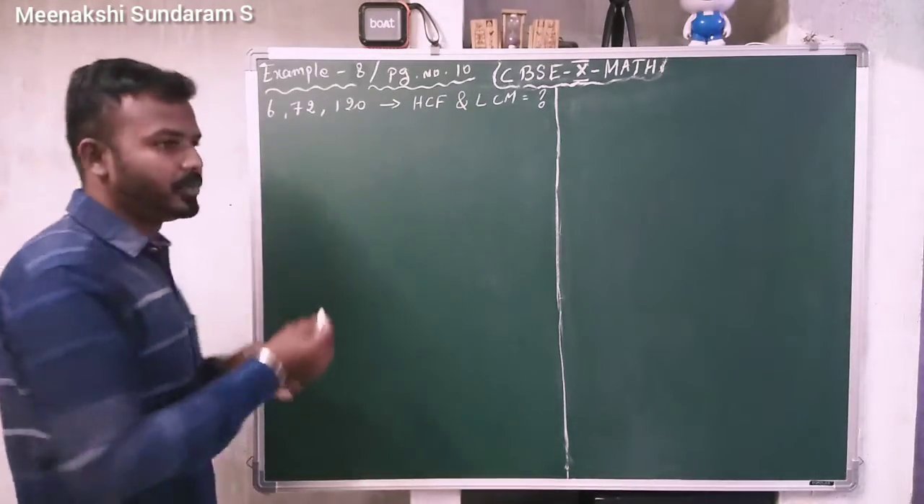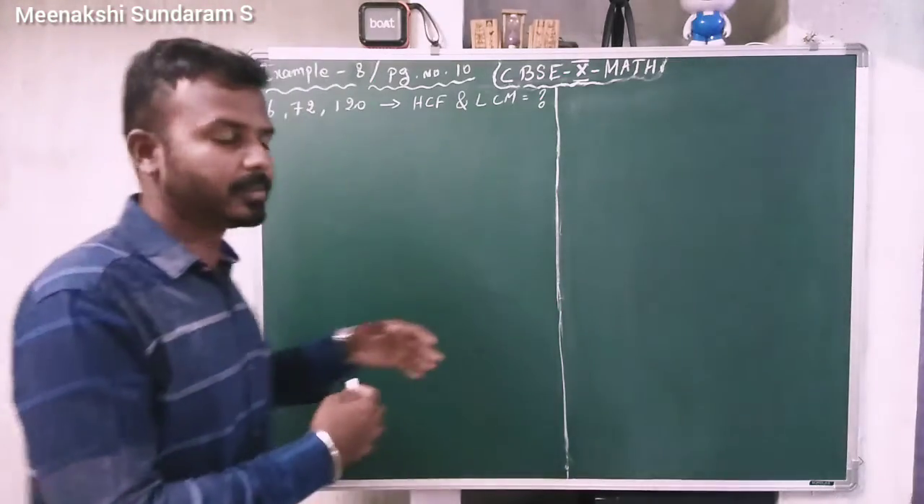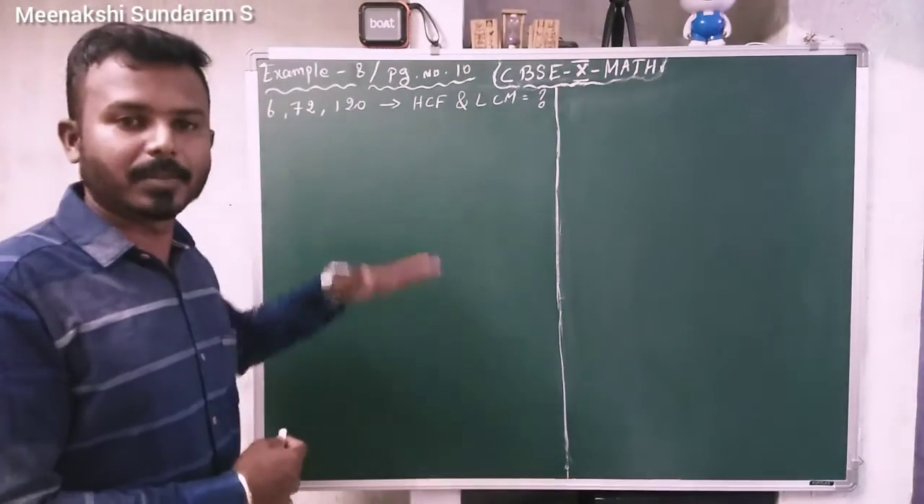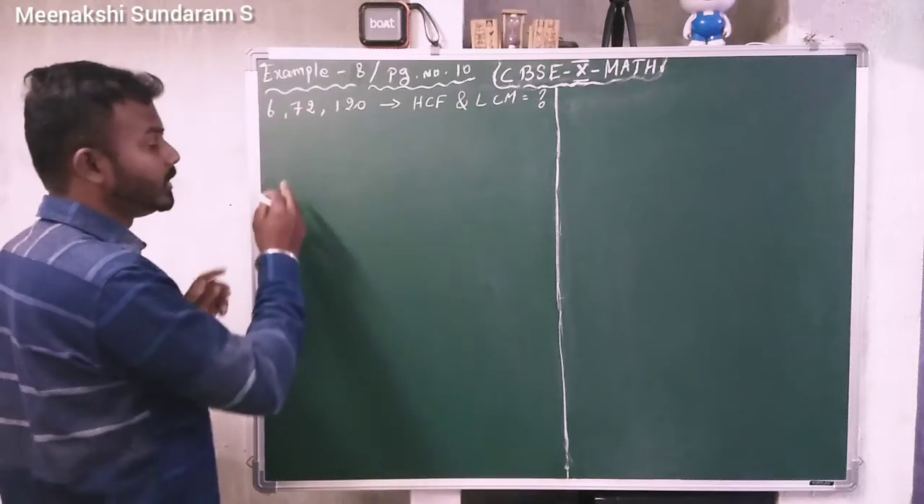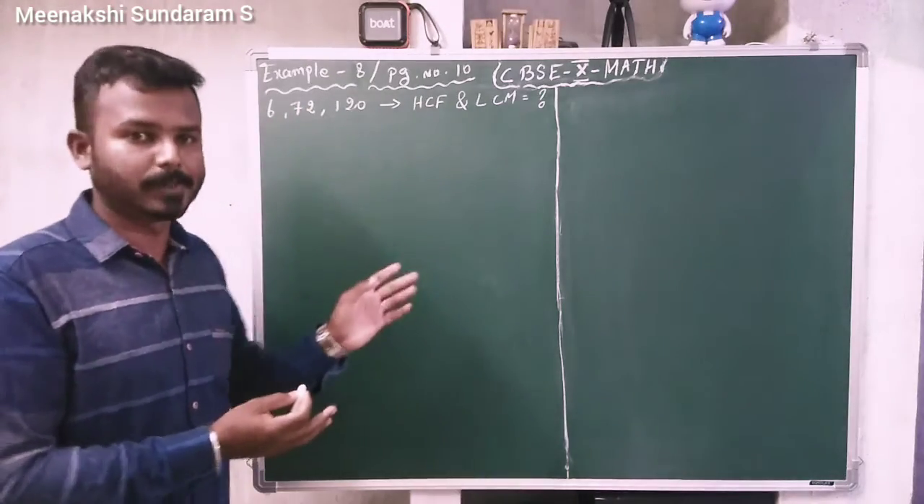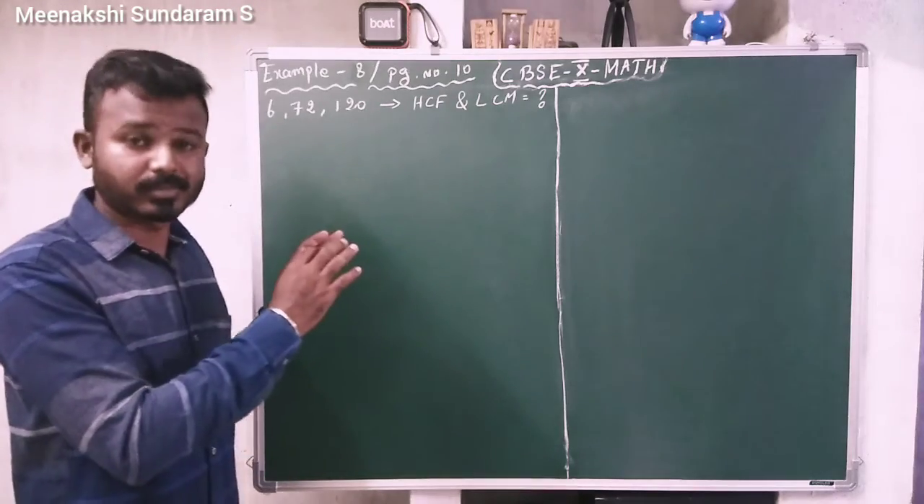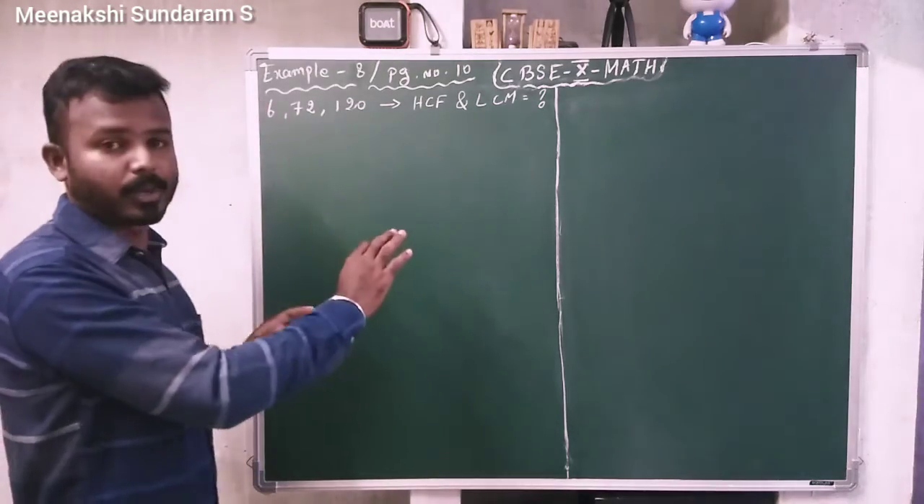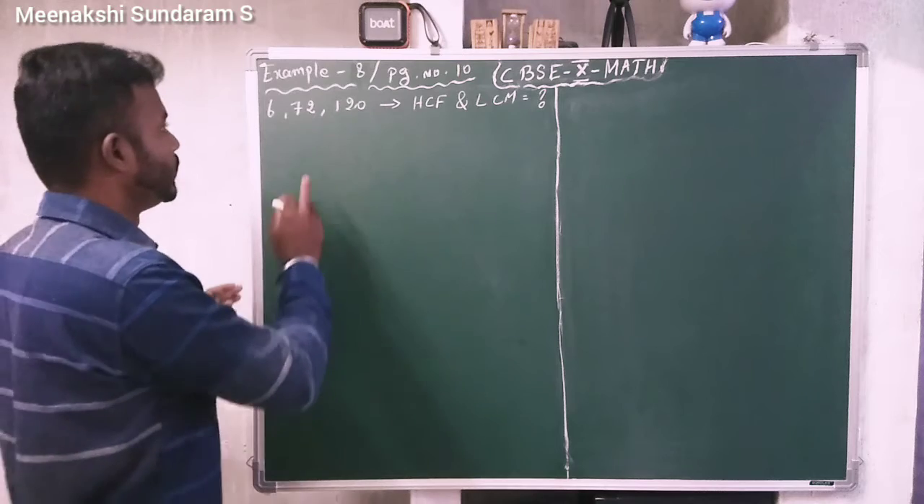So first, as usual, by the prime factorization method. You can use the prime factorization method to find the LCM and HCF of the numbers. Here they have given 3 numbers. Usually they give 2 numbers before this example. The same method we used for 2 numbers, you can follow for 3 numbers.